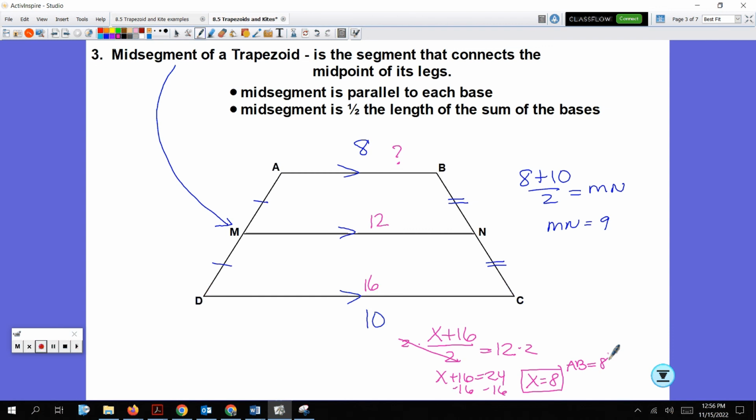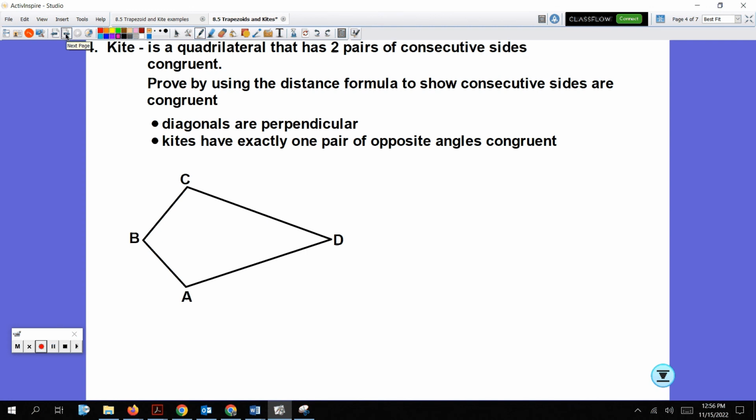All right, let's talk about kites. What the heck? A kite is a quadrilateral that has two pairs of consecutive sides that are congruent. It has no parallel sides, just so you know. So the two pairs of consecutive sides that are congruent here are BC and BA. They are congruent. It also has CD and AD.